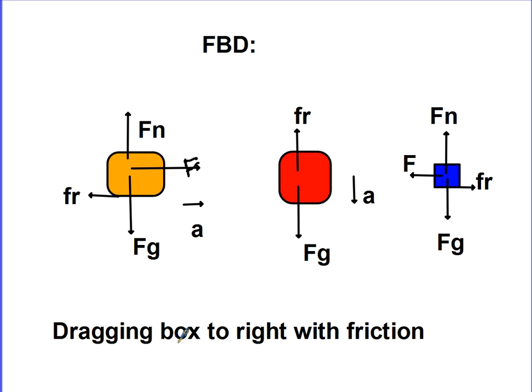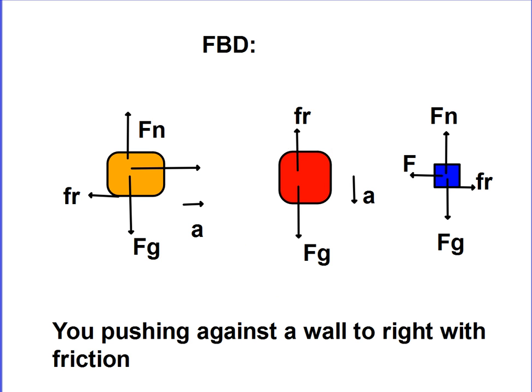Now, dragging a box to the right with friction. Okay, so this one's accelerating down. We need to make sure we have a normal force, and we're going to have friction. If the velocity of the box is to the right, friction has to be going to the left. So it's this way. Now, which one of these could be you pushing against a wall to the right with friction? You're pushing to the right, so friction has to be to the left.